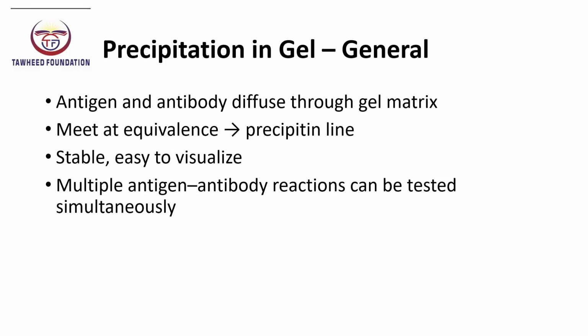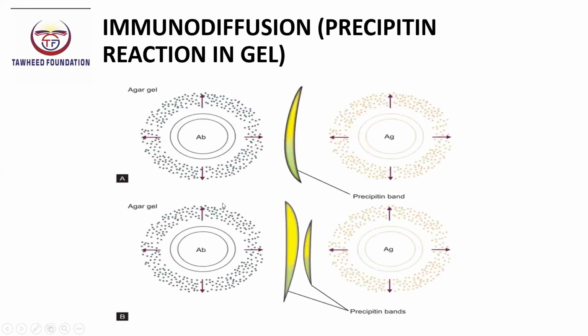An important advantage of gel precipitation is that it allows multiple antigen-antibody systems to be tested simultaneously on the same gel plate. This technique is simple, does not require complex instruments, and can reveal a relationship between different antigens and antibodies based on the pattern of precipitin lines. Thus, precipitation in gel is an essential method in immunodiagnostics and research.